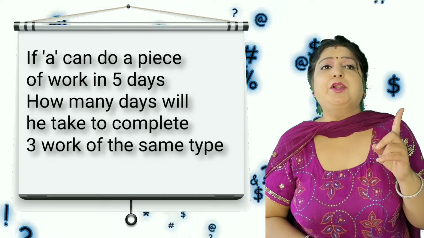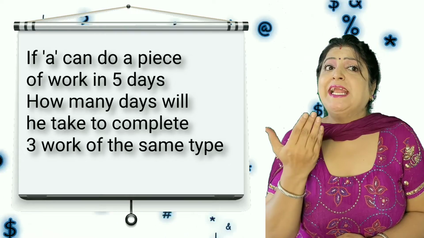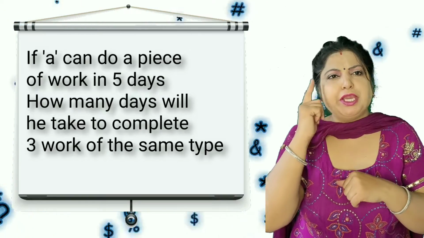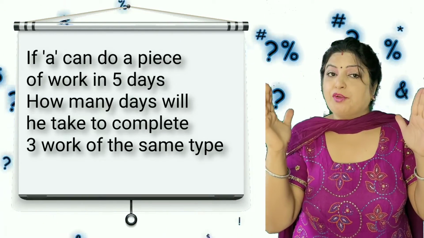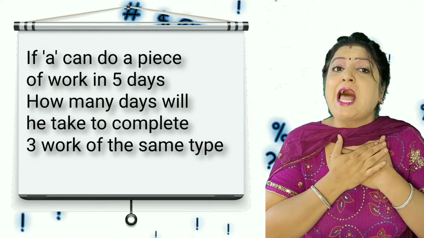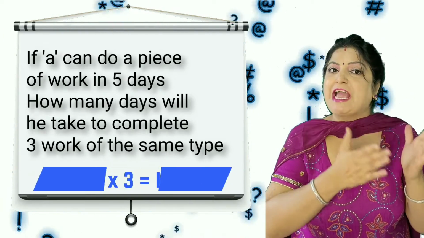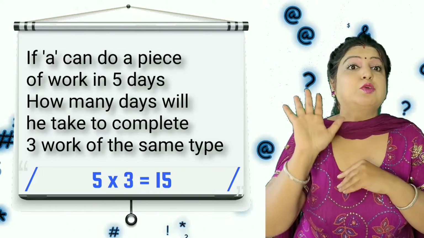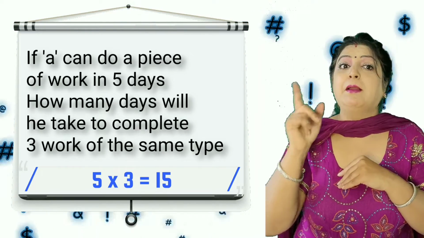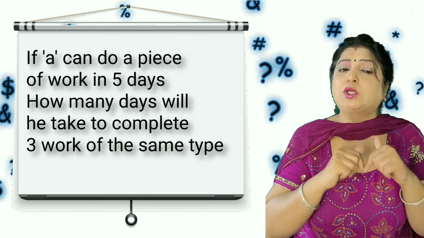If A can do a piece of work in 5 days, how many days will he take to complete 3 works of the same type? We recall the statement more work, more days. It simply means that we will get the answer by multiplying. Thus, our answer is 5 multiply 3 equals to 15 days. This way of solving the question is very simple. But you should know how the basic formula could be used in this question.